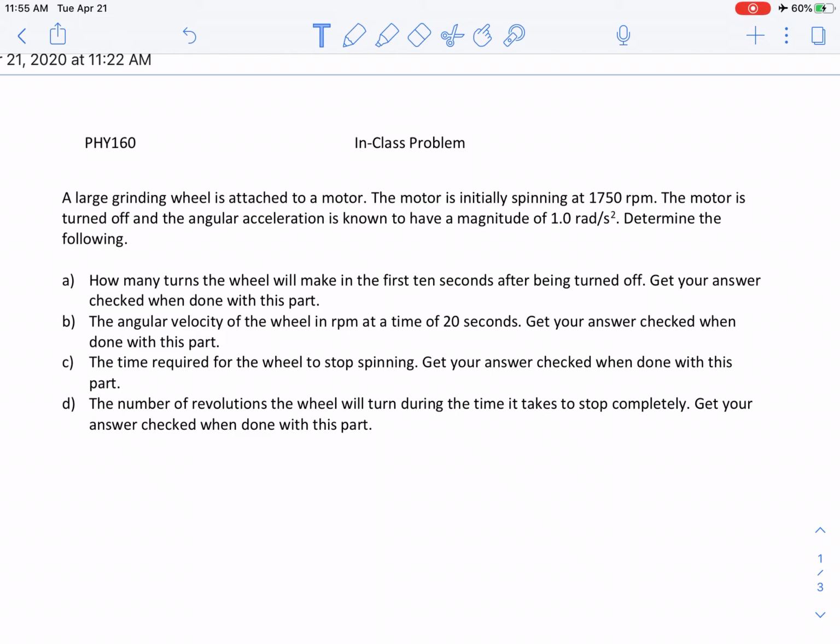how many turns the wheel makes in the first 10 seconds after being turned off. And next is going to be the angular velocity of the wheel in RPM at a time of 20 seconds. And next, the time required for the wheel to stop spinning. And the last, the number of revolutions the wheel will turn during the time it takes to stop completely.